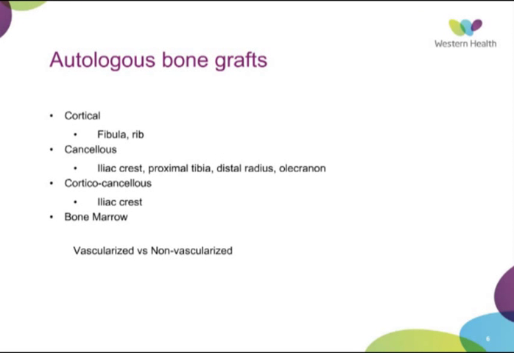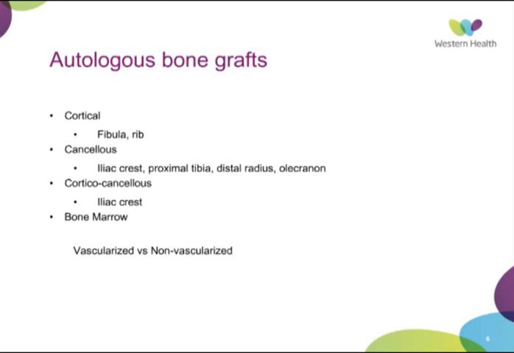Okay, moving on to more about bone grafts now. Autologous bone grafts are really the gold standard of bone graft use, and they can be from a variety of sources. As you know, bone can come in different forms, cortical and cancellous. Cortical forms are usually cortico-cancellous anyway, for example fibular and rib grafts, where we're mostly getting a thick cortex.